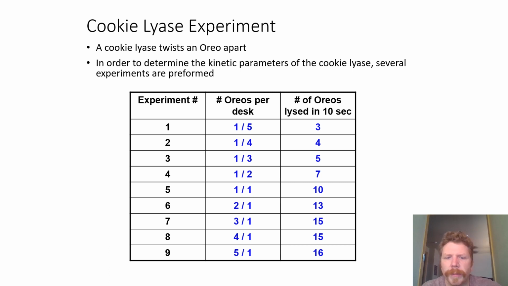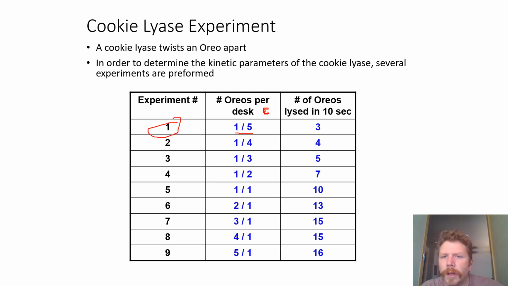If you look at experiment number 1 right here, what you'll see is that we have a concentration. There were a total of 5 places that people were sitting, or you can imagine 5 places at desks, and 1 Oreo was provided per 5 desks. Think about that like concentration: X many moles per unit volume. So we have a concentration right here, and I'm going to write our concentration as just the letter C.